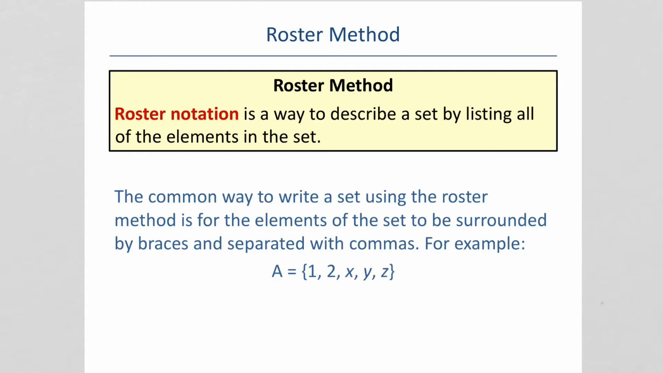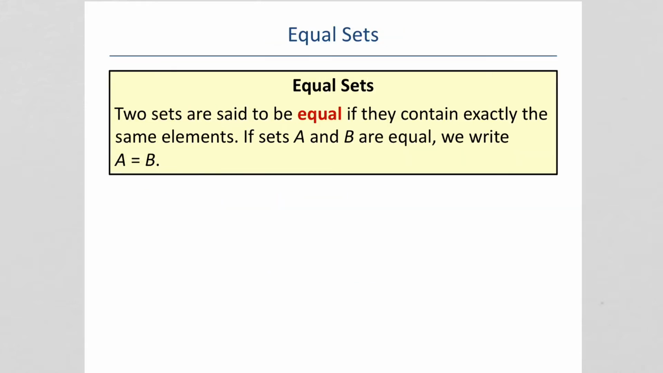Roster notation is a way to describe a set by listing all the elements in the set. So like down here, set A includes 1, 2, X, Y, and Z. And notice how we put braces around the set. That's part of the notation that we know that it's a set. Two sets are said to be equal if they contain exactly the same elements.